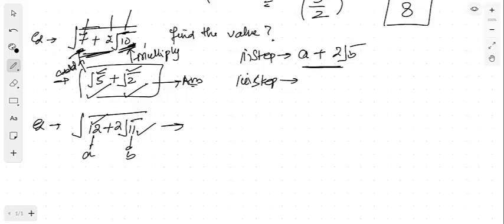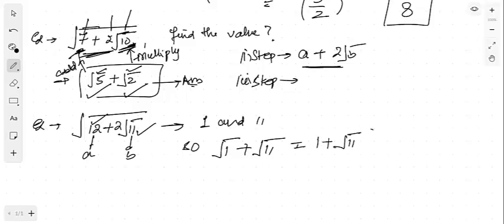Certainly there is only one pair of numbers possible here which multiply to get 11, that is 1 and 11. So our answer will be under root 1 plus under root 11. Under root 1 is nothing but 1 only. So 1 plus root 11 will be our answer. Okay, this is how we used to solve such kind of questions.